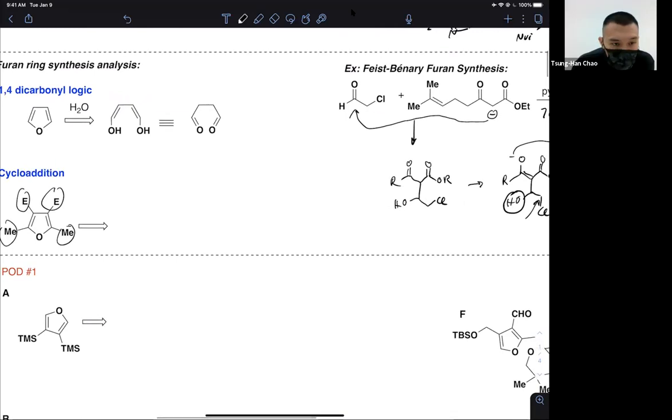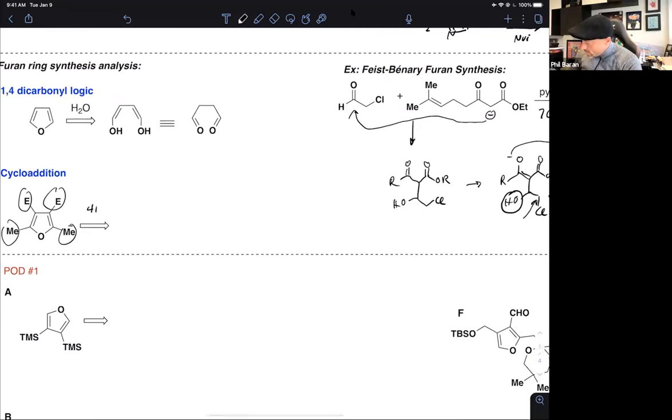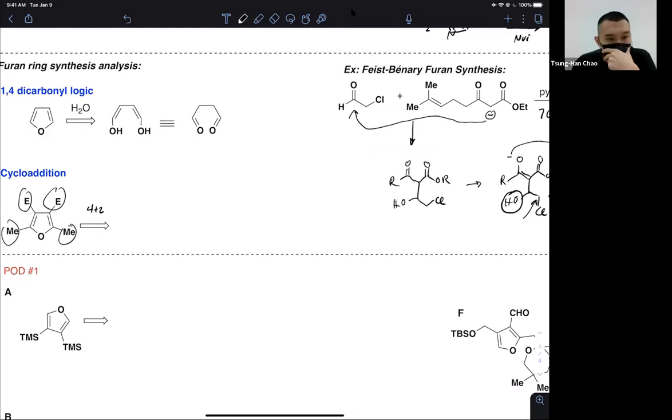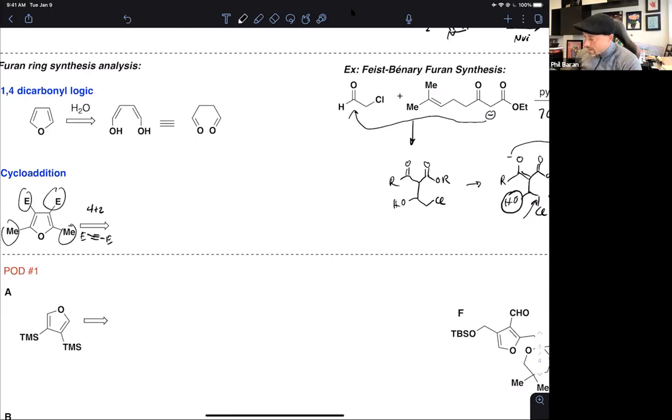Can we do the 4+2? Great. Now, in order to do a 4+2, we need some sort of diene and dienophile. What might be a dienophile? The alkyne with two ester groups. Awesome. So now we need candidates for dienes.